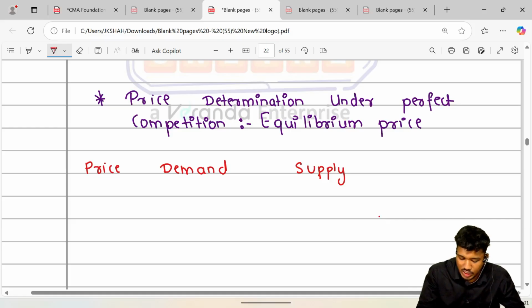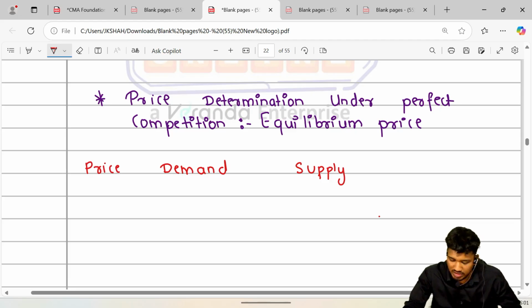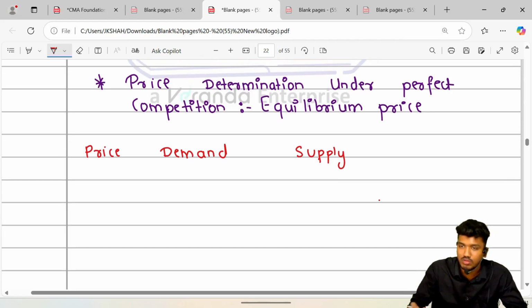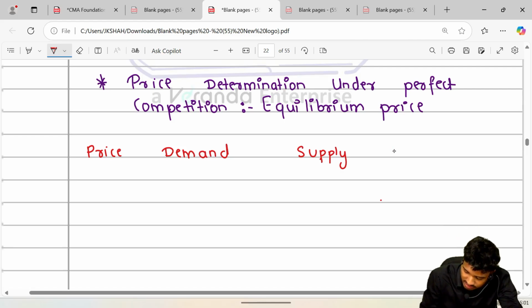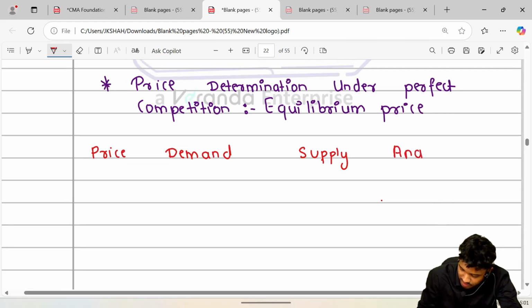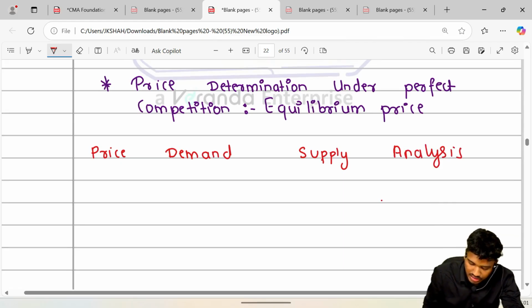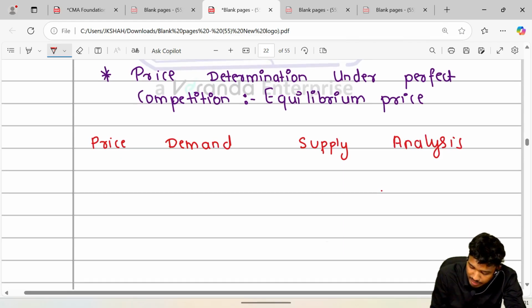So guys, let's initiate with price determination under perfect competition, that is equilibrium price. So let's begin once again. How is the price determined under perfect competition? Basically the price, demand, supply, and next the analysis. I'll tell you how it works. See, the price of the commodity, what is equilibrium price, we'll find out.